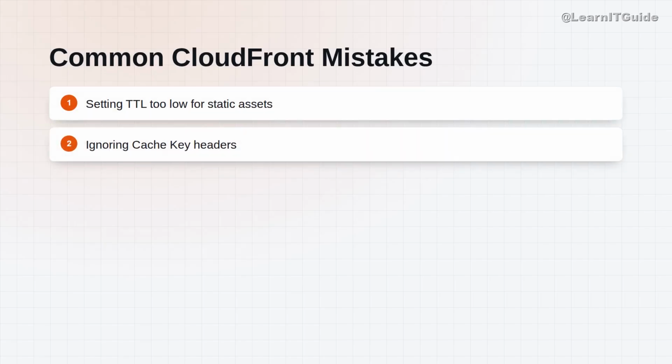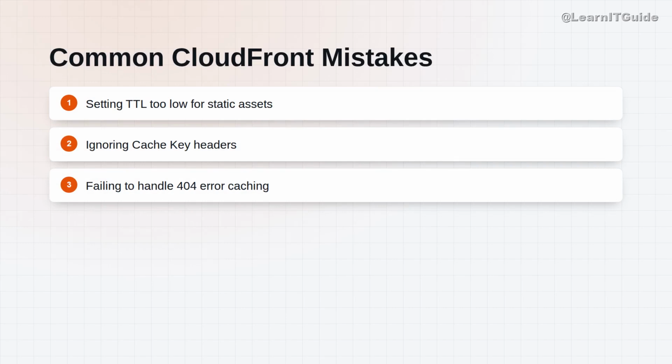What are the common pitfalls? First, setting the time to live too low for static assets forces the edge to revalidate with the origin constantly. Second, ignoring cache key headers leads to cache fragmentation where different versions of the same file are cached separately. Third, failing to handle 404 error caching can result in negative caching, where a temporary blip in your backend makes the edge location cache a permanent error for your users. Fix these by using proper cache policies and error response configurations.